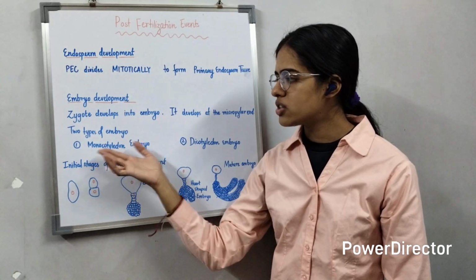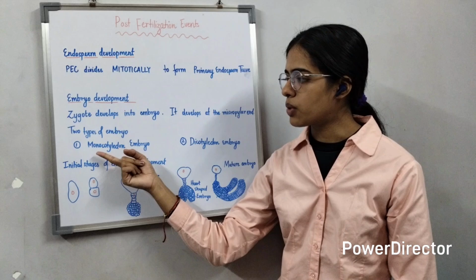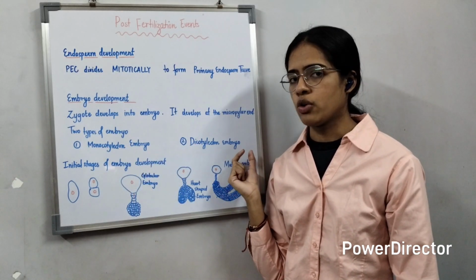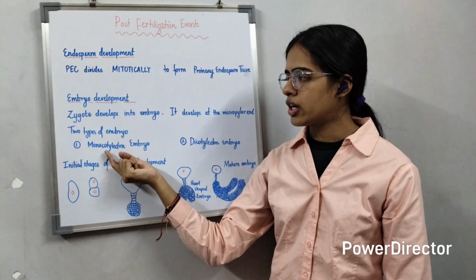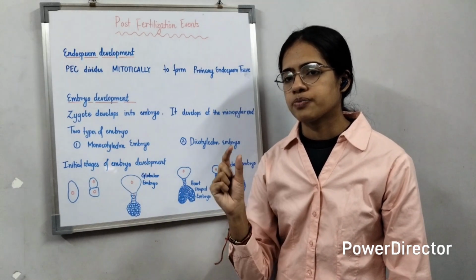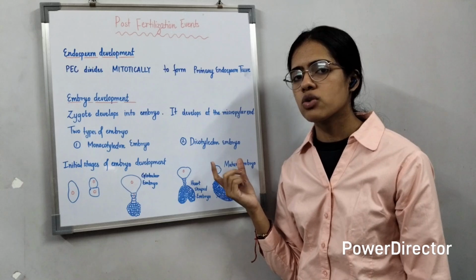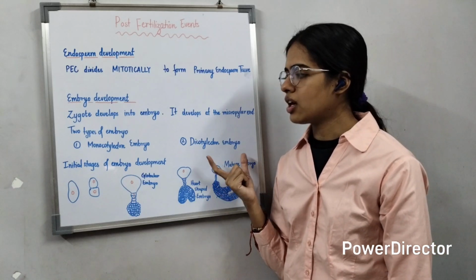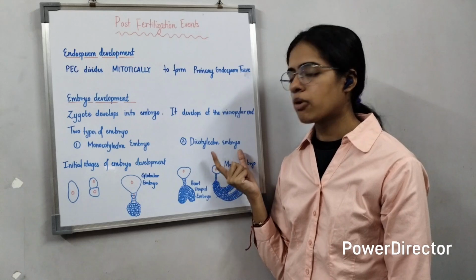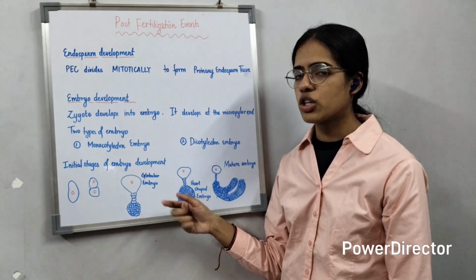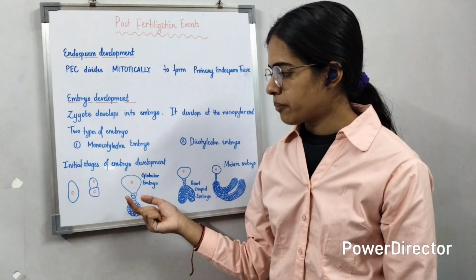So, in general, there are two types of embryos. One is a monocotyledon embryo, the next is a dicotyledon embryo. The monocotyledon embryo consists of only one cotyledon. Dicotyledon embryos are generally very common embryos, and they provide better nutrition for the development of the seed or the maturation of the seed.